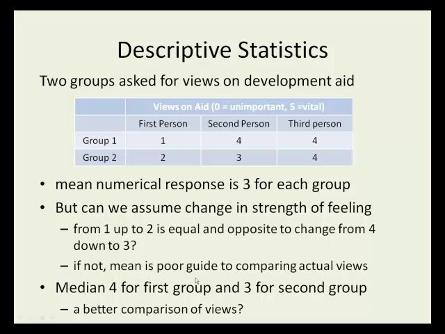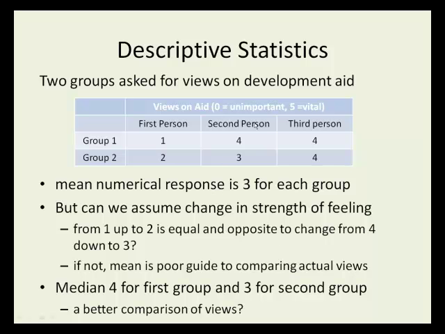If instead we use the median, which means the middle person here is the second person, their view is 4. The middle person here is the second person, their view is 3. In that case, the median is 4 for the first group and 3 for the second group. Is that a better comparison of views? In a sense, what we're doing here with the median is we're looking at the views of the average person, instead of trying to work out what the average or the mean view is, the views of the average person.